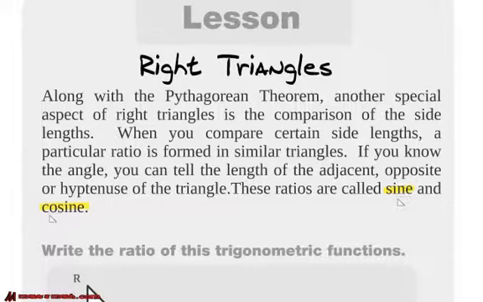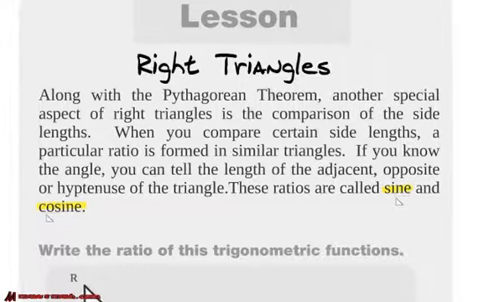Well, if you know the angle of a particular piece of that triangle, not the 90-degree angle, but the other two, you can find the length of the adjacent, the opposite, or the hypotenuse in that triangle, using these ratios. They're called sine and cosine. So let's look at those.